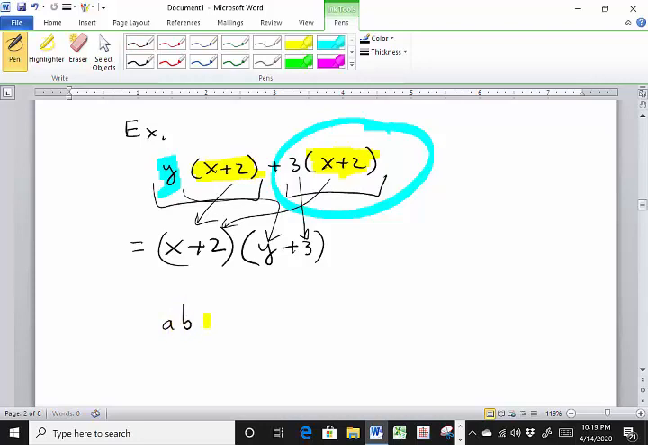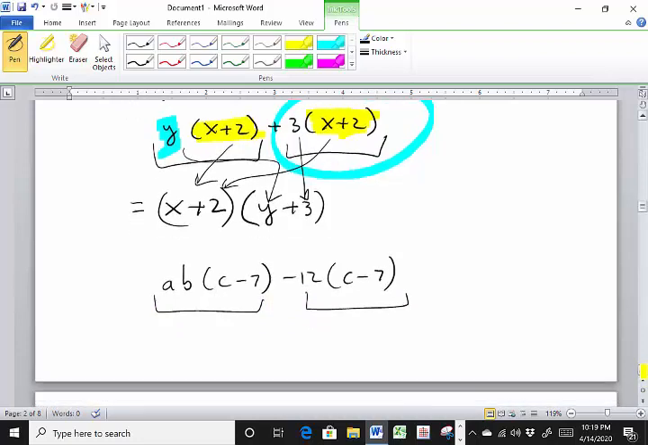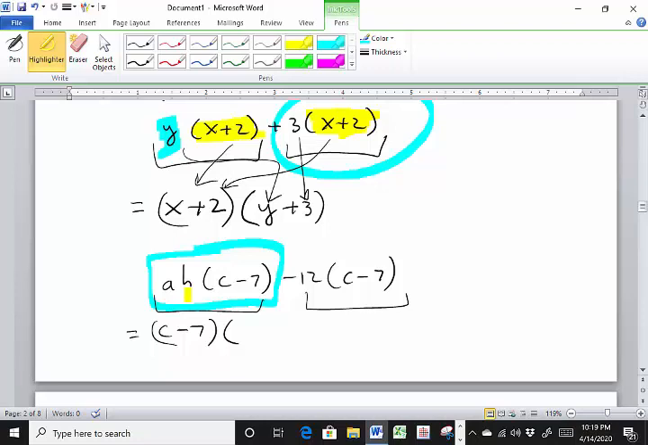So if I have AB times C minus 7 minus 12 times C minus 7, okay? If you look at these two terms here, what's common? Well, the C minus 7. So this equals C minus 7. Then C minus 7 times what gives me this back? Well, it's the AB, right? And then C minus 7 times what gives me this back? Well, it's the minus 12.